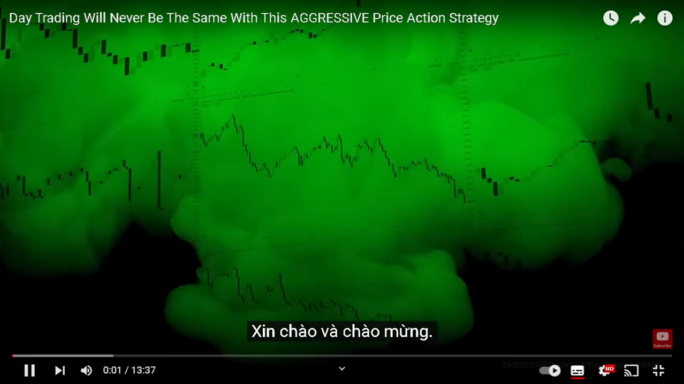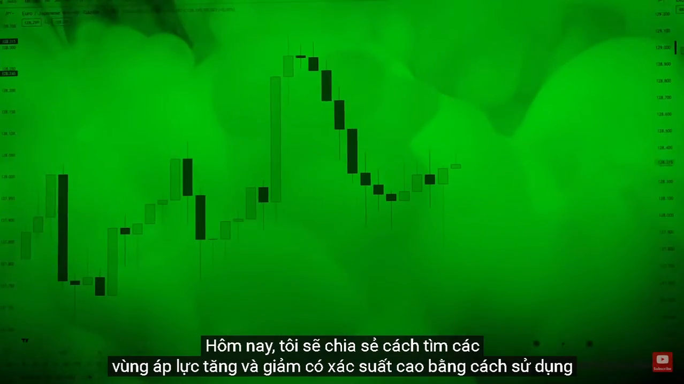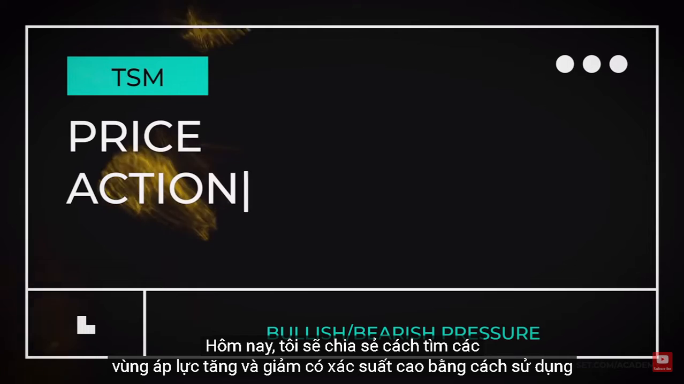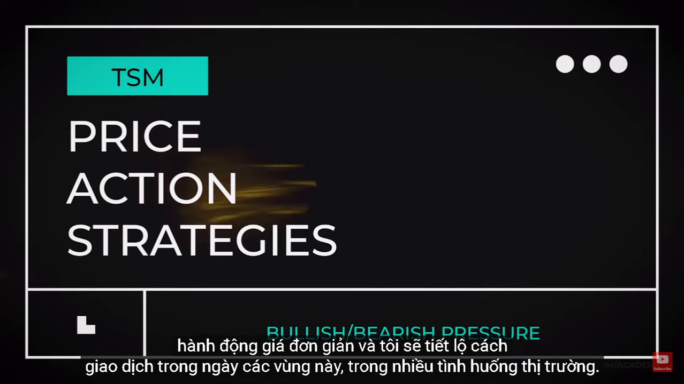Hello and welcome. Today I'm sharing how to find high probability bullish and bearish pressure areas using simple price action, and I will reveal how to day trade these zones in multiple market scenarios.